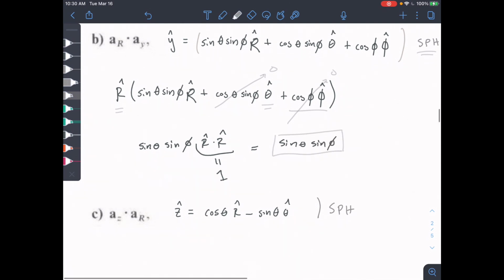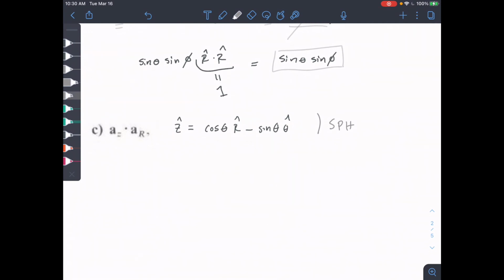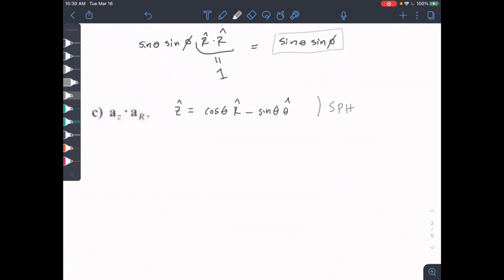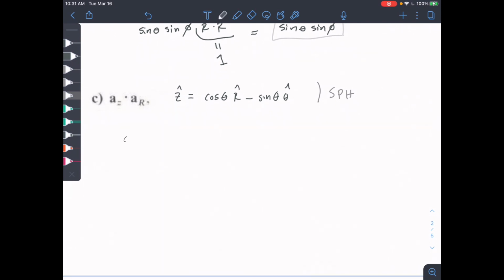Canceling is a nice thing. It helps us make our problem a lot simpler. And the dot product is commutative, so you can dot, say, a r with a z, you can switch the order and they'll be the same. That's not true for the cross product, but it is true for the dot product. Okay, so we have the same thing here.